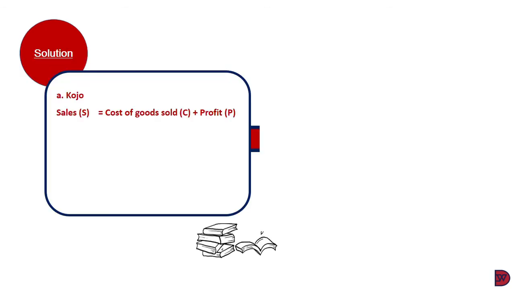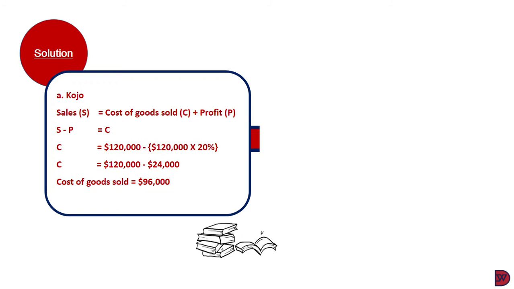Working out the solution. For Kojo, we know sales is cost of goods sold plus profits. So using letters to symbolize them, S minus P will give cost of goods sold, by shifting the profits to the other side because we are looking for cost of goods sold. The sales is already given as $120,000 and the margin is already provided. So we just strike the margin percentage on the sales, giving $24,000. So now the cost of goods sold, subtracting the two, gives $96,000.